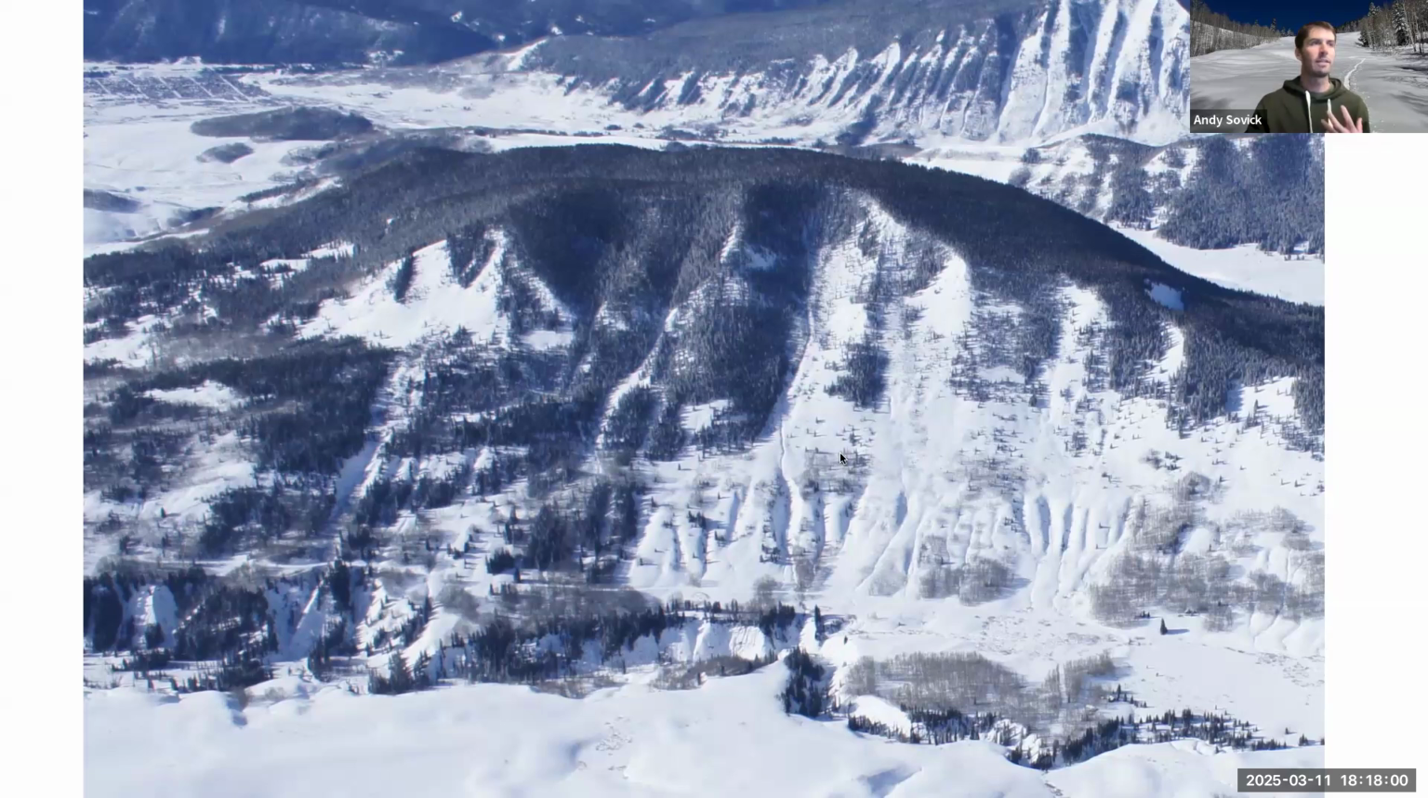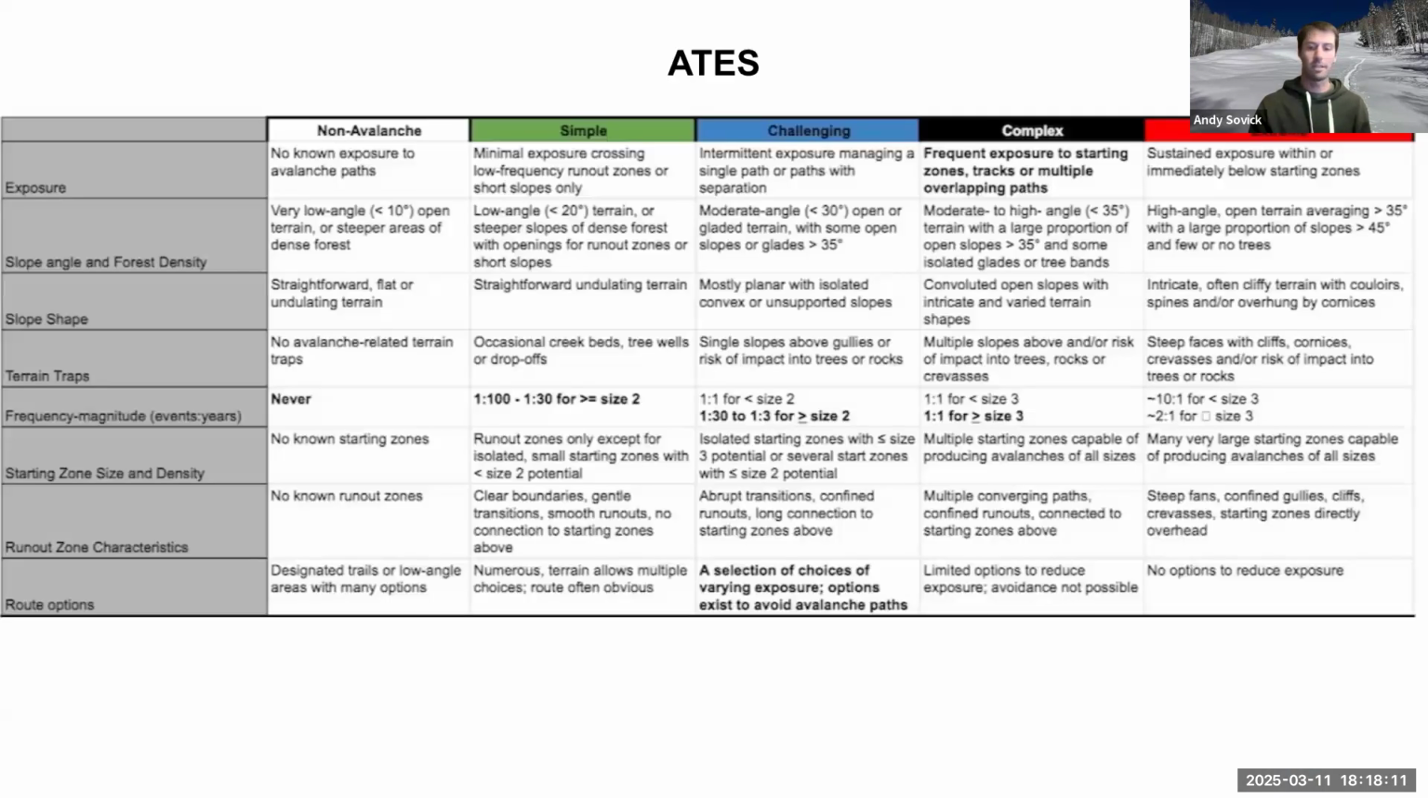So how do we go about rating something as dynamic and complicated as this, when we're trying to fit it into a box, right? And so how do we work out these details? This is the rubric that the folks in Canada invented. Grant Statham is one of the inventors and kind of the mastermind behind the avalanche terrain exposure scale. Sorry for the blurry graphic. I didn't realize I put a blurry one in here. But I won't get too deep into the details here.